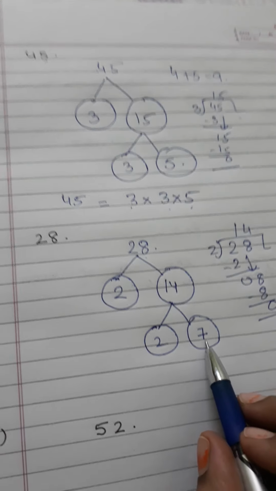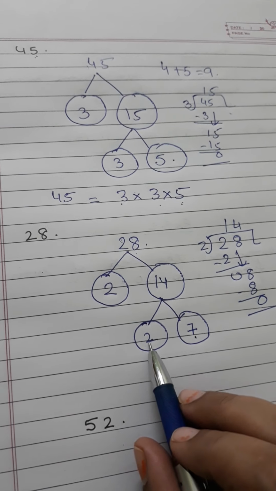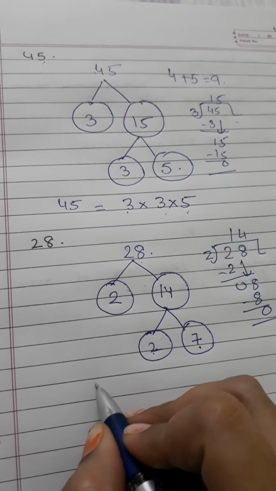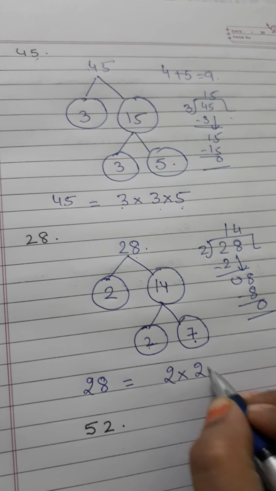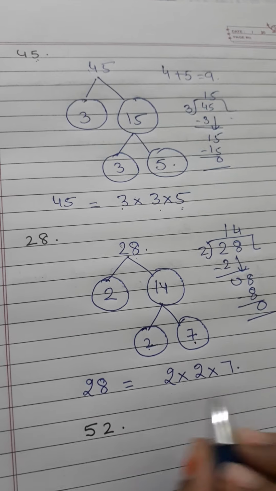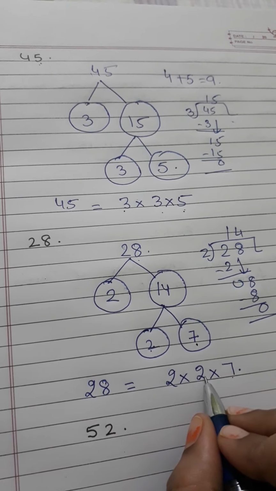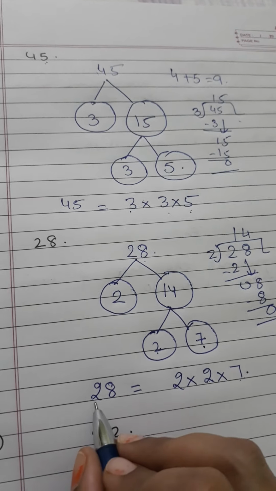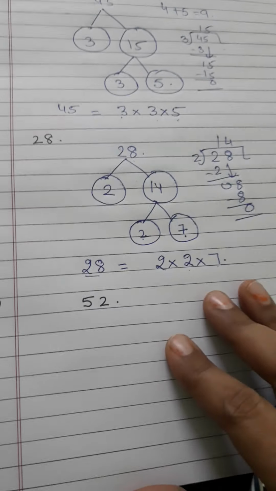Now 7 again is a prime number and 2 is a prime number, so we will stop it here only. So the factors for 28 are 2 multiplied by 2 multiplied by 7, and by multiplying we can check it also. See, 2 twos are 4 and 4 sevens are 28. It means we have done it right.